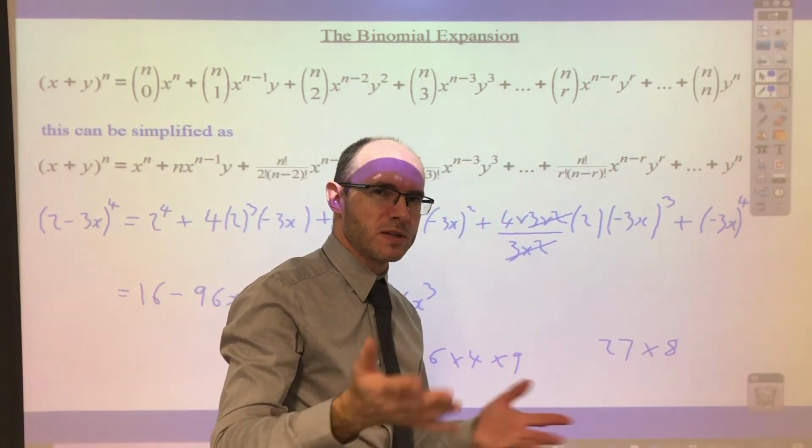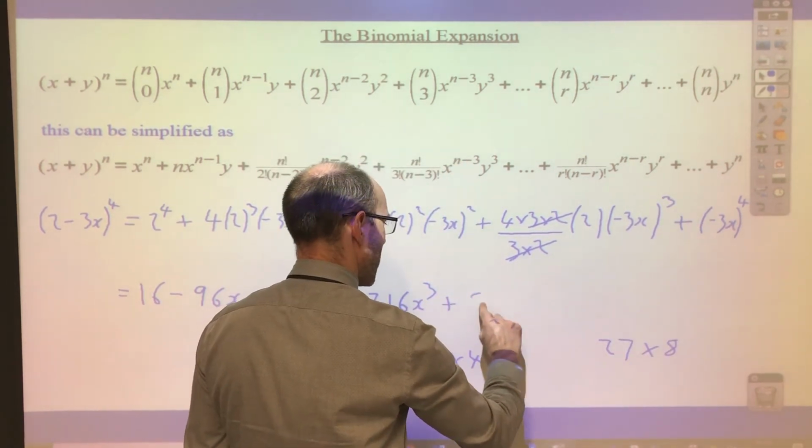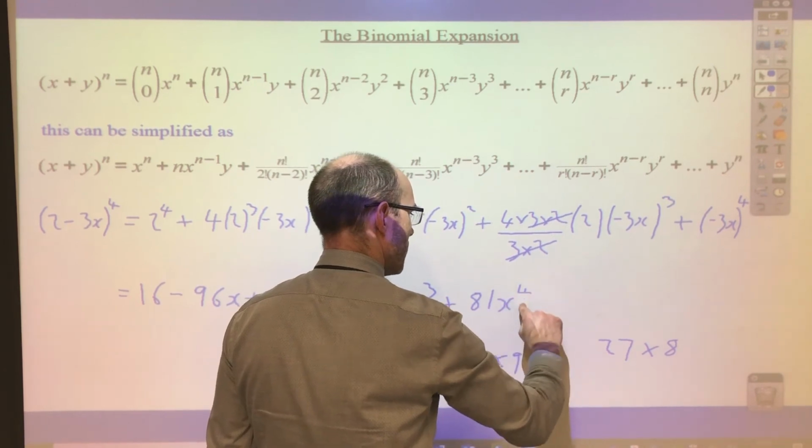And then lastly, 3 to the power of 4. 3 times 3 times 3 times 3, 9 times 9, 81. And it's positive, so plus 81 x to the power of 4. Done.